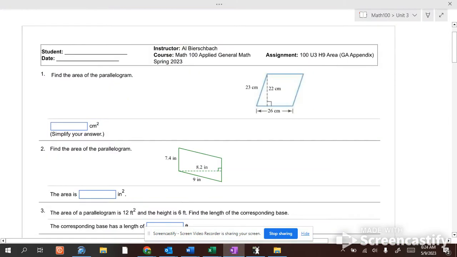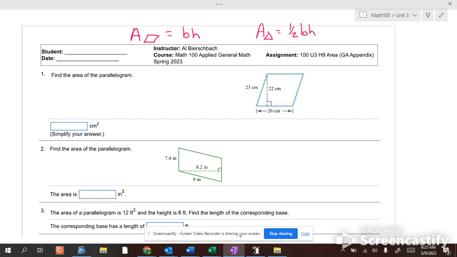In our second lesson today, we are finding the area of a parallelogram and an area of a triangle. Area of a parallelogram equals the base times the height. Area of a triangle equals 1/2 the base times the height.